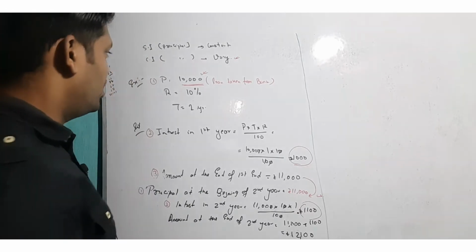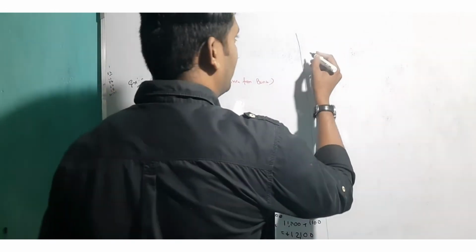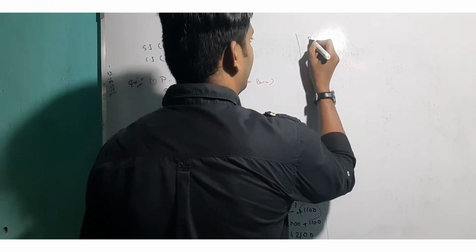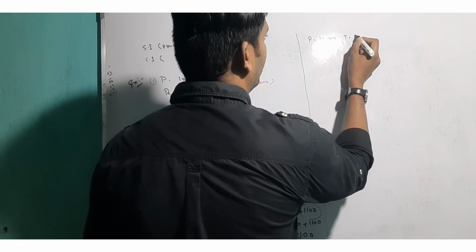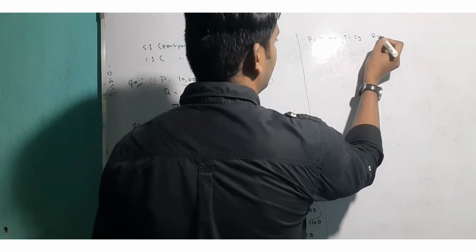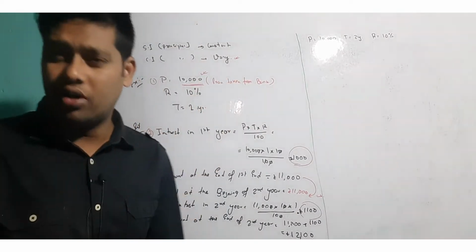Okay, so the principal is the same, so I'm not writing it again. So now what do I have to find out first? Let me write 10,000 as your principal, and the time period is 2 years, and the rate of interest is 10% per annum. Per annum means for a year.